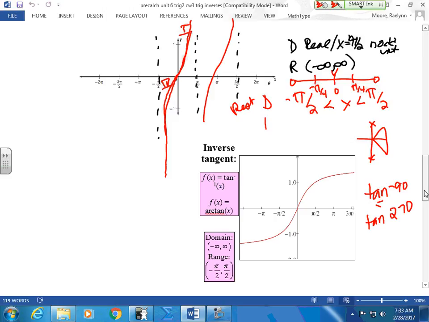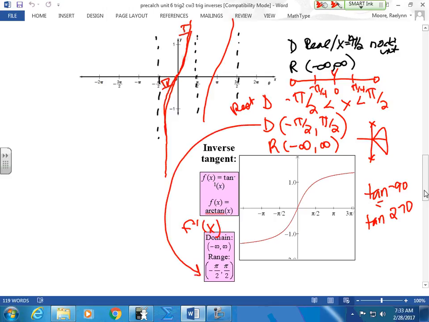So I write my domain as parentheses, negative pi over 2 to positive pi over 2. And my range is all real numbers. So now when I switch these for my inverse, here's my inverse down here. My domain becomes my range. My range becomes my domain. And all it's doing now is, if you remember that pi over 2 is like 1.5, aren't I pretty much going along the 1.5 line, where I make my asymptote here now?